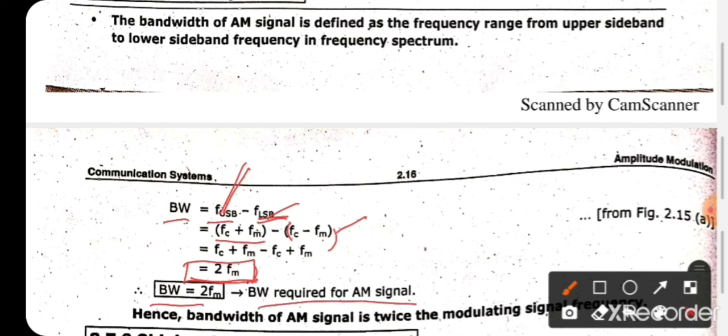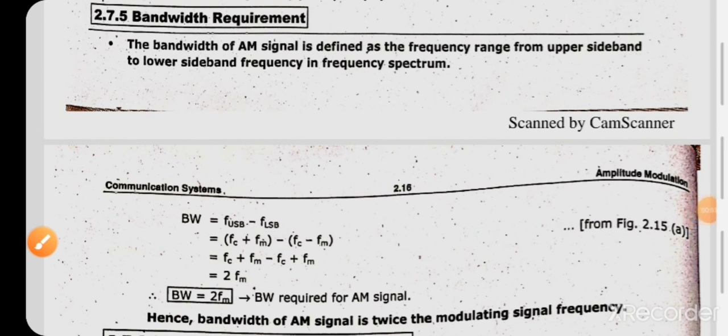The bandwidth required for an amplitude modulated signal is just twice the modulating signal frequency. If the question is asked, what is the bandwidth of an amplitude modulated wave, then the answer is twice the modulating signal frequency. So that is all about the graphical representation, frequency spectrum and bandwidth requirement of the amplitude modulated wave.